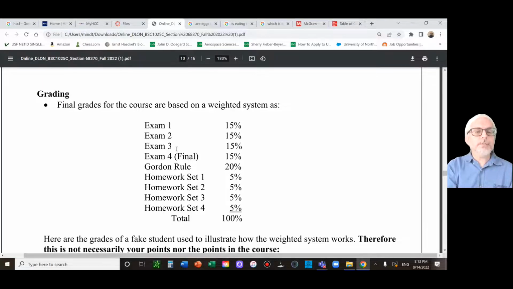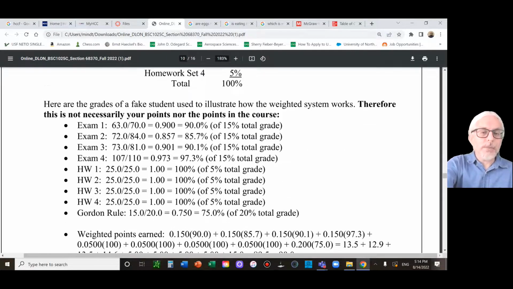Grading. All right. So this is how I broke down my system. I use a weighted system, so you can see how much each thing is worth. There's exam 1, 2, 3, 4. I do not have a cumulative exam, so the last test is your final. There's your Gordon rule, and there's your homework. It doesn't look like homework's worth much, but this is 20% of your grade. I give you a lot for homework. And remember, as long as you're giving the homework a good try and you turn it in on time, you get all the points. This is a courtesy to you. Homework is worth your time, and it should not be stressful.